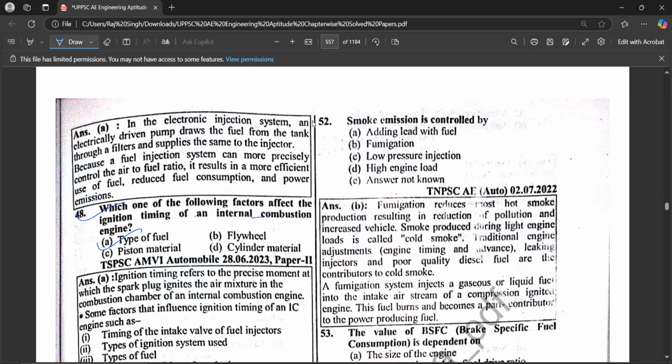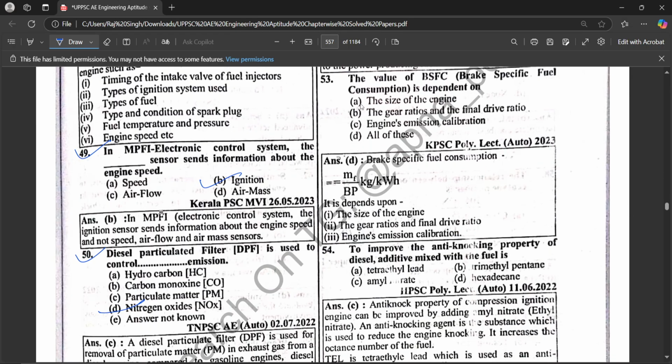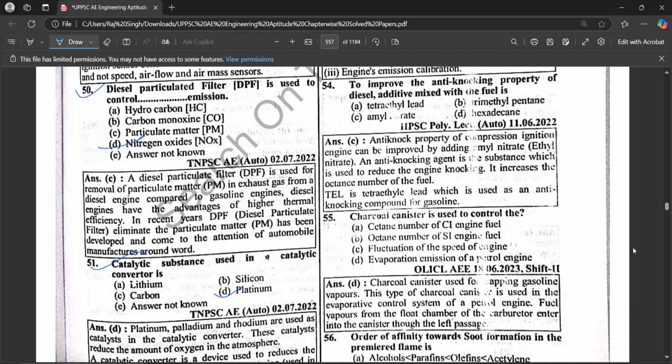Smoke emission is controlled by fuel emission. The value of BSFC, brake specific fuel consumption, is dependent on the size of engine, the gear ratio, the final drive ratio, and engine emission calibration, hence all of these. To improve the anti-knocking property of diesel, the additive mixed with the fuel is ameliorate. Okay, next we see. The charcoal canister is used to control the evaporation emission of the petrol engine.